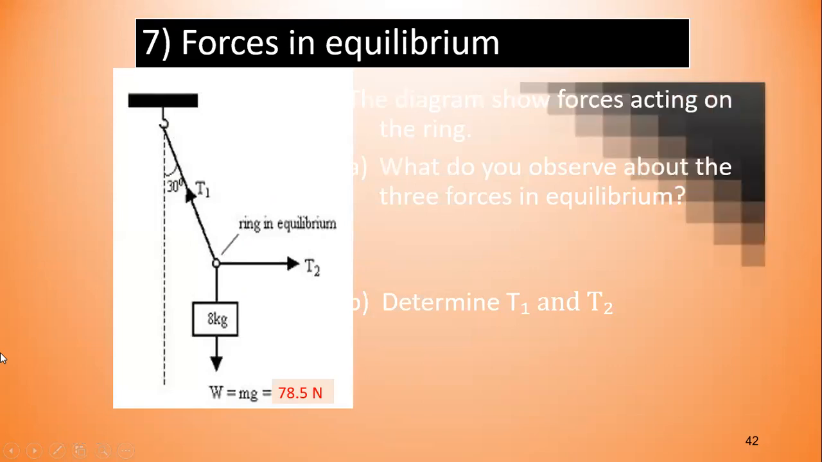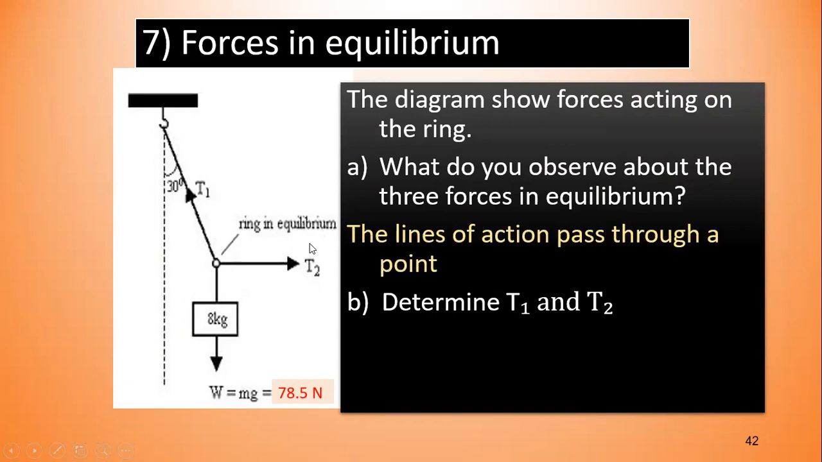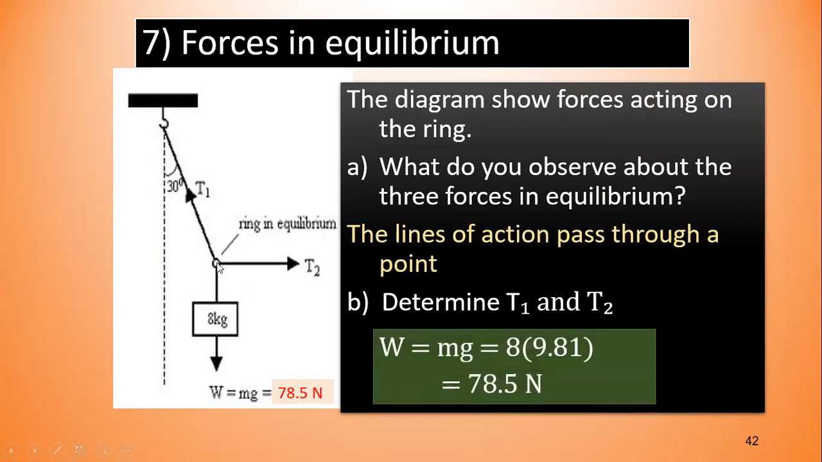Right, can try this one. They are very kind: they draw for you all the directions of the forces, but you're required to know the direction of the forces at the ring there. What do you observe about three forces in equilibrium? The lines of action pass through a point. That's your point, between T1 and T2.